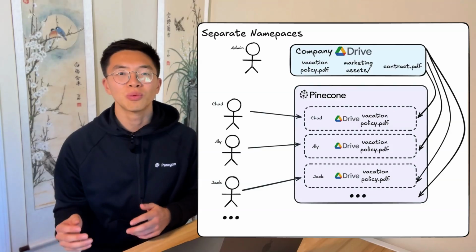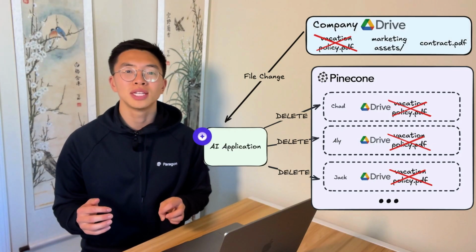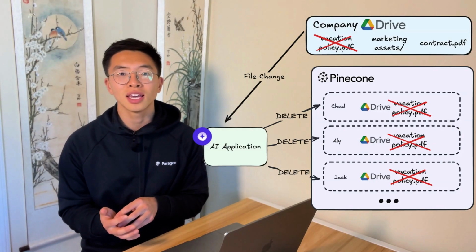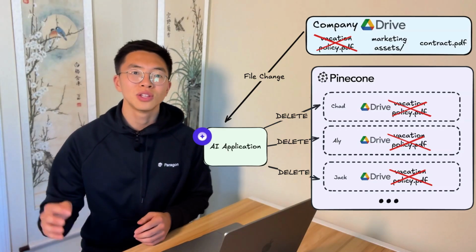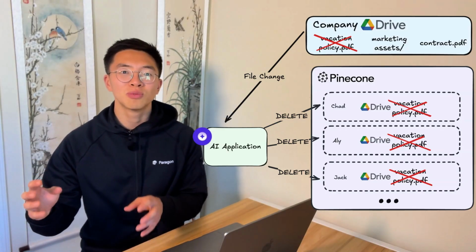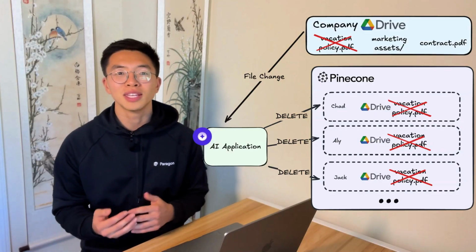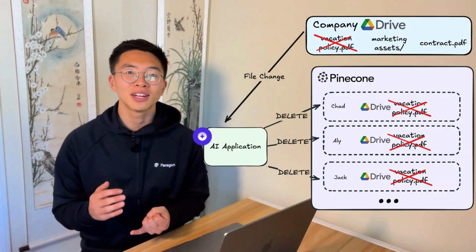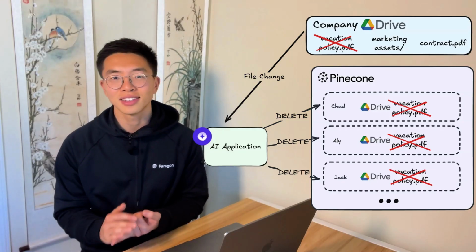And then imagine all the work that needs to get done when permissions change. Say, for example, you need to delete that vacation policy in favor of a new one. Then all of a sudden, you need to update that vacation policy, remove it from each individual end user's namespace, and then update the new one. That's a whole lot of data replication and operations that are just completely unnecessary.